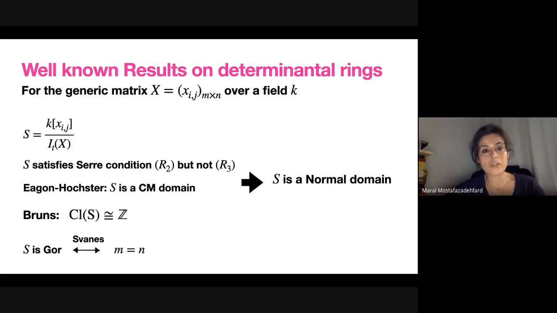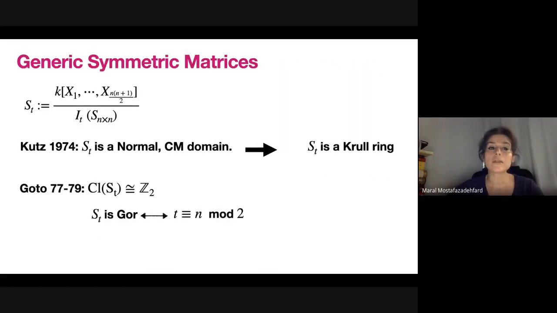And these rings are exactly Gorenstein when the matrix is square, when you have just the quotient over the determinant. So it was nice. And as you can see, the divisor class group in these rings doesn't depend on the size of the minors and the size of the matrix. It is independent. And how about the generic symmetric matrices?